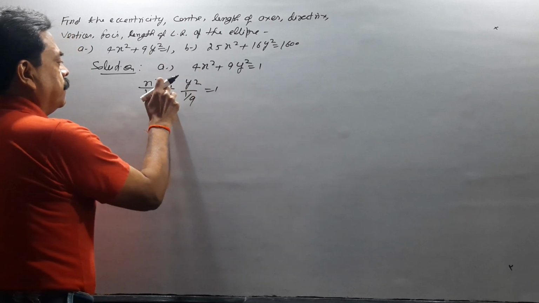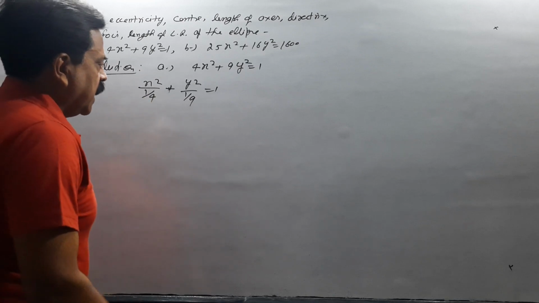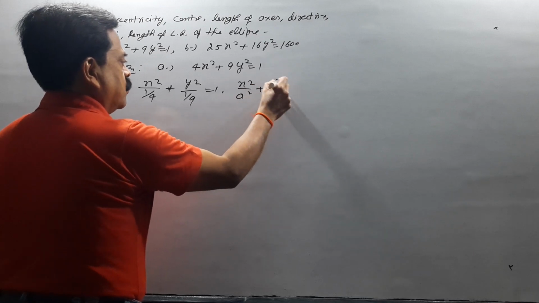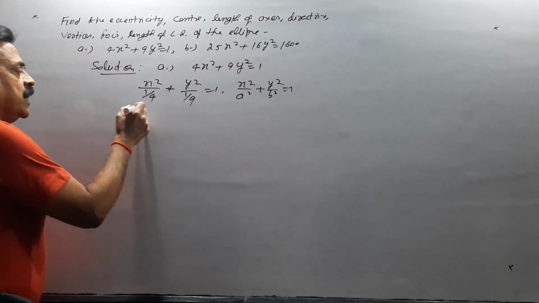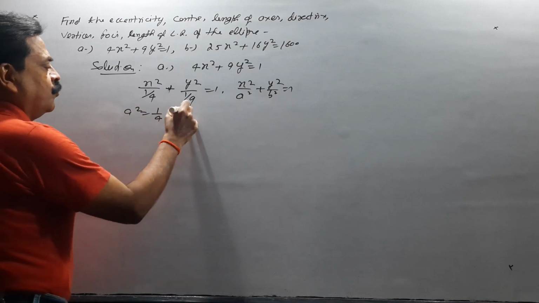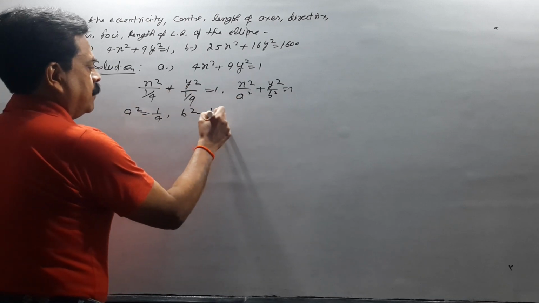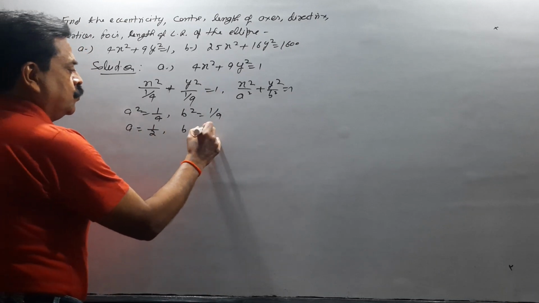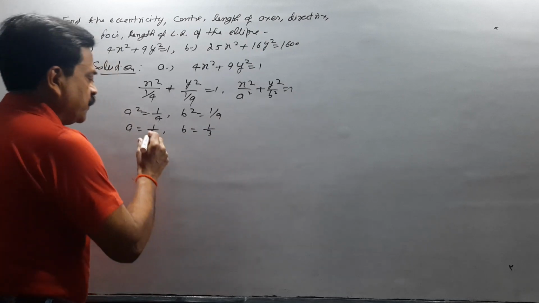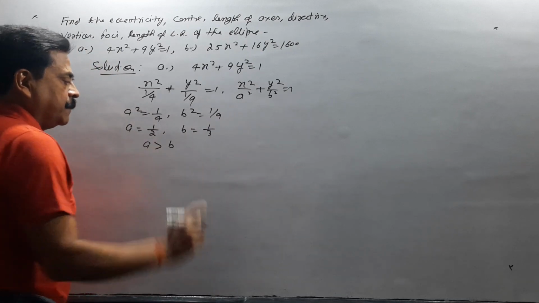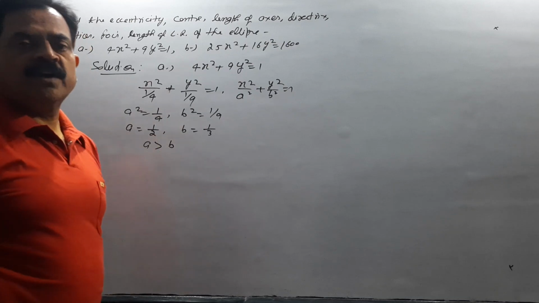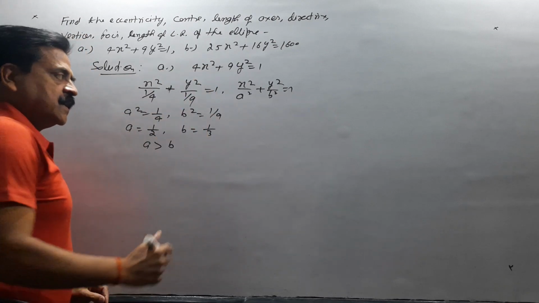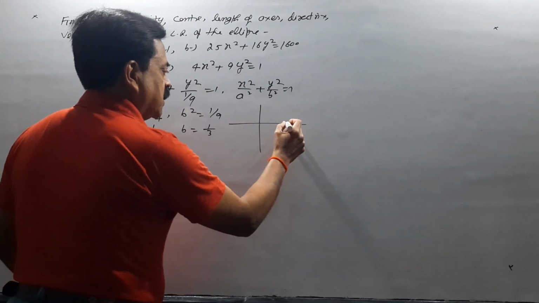equals 1. So this is standard form, and comparing this with x square upon a square plus y square upon b square equals 1, we get a square equals 1 upon 4 and b square equals 1 upon 9. So a is 1 by 2 and b equals 1 upon 3. Obviously a is greater than b, because 1 upon 2 is greater than 1 upon 3. So this ellipse is of first kind. First kind means this is in horizontal form like this.